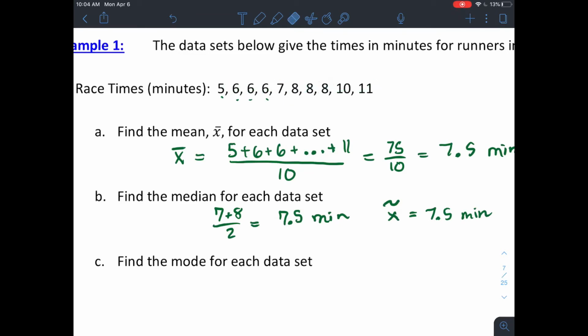And then your mode is the data value that occurs the most often. So we have 3 6s and 3 8s occurring more than the rest. So 6 and 8 minutes would both be modes of that data set.